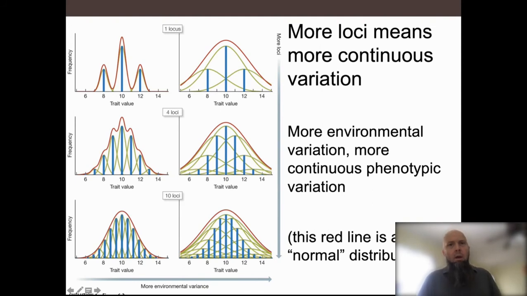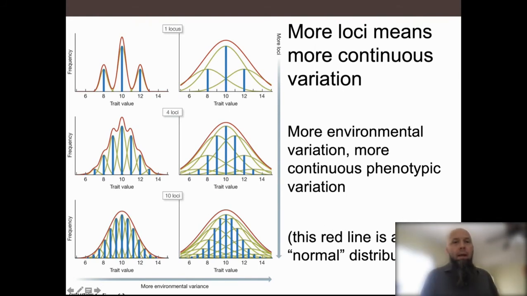Okay. So as we look further down in this figure, as you add loci contributing to this phenotype, you can see that you get a much broader, more evenly distributed pattern of phenotypic variation within the population. So the more genes contribute to something and the more influence the environment has on the phenotype, the more gradual the variation will be across the population.